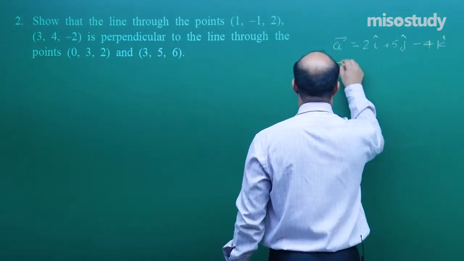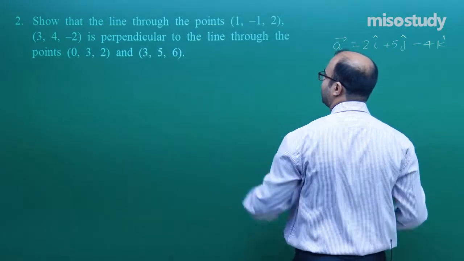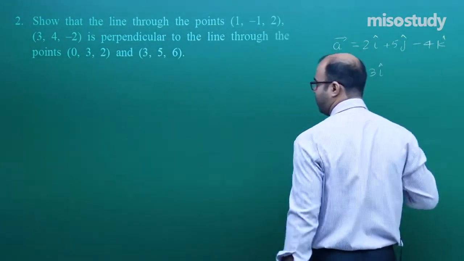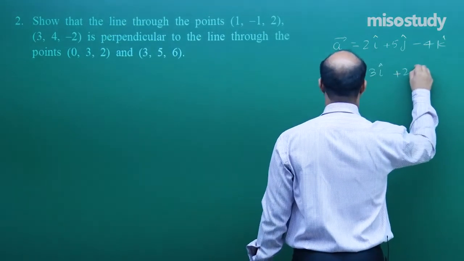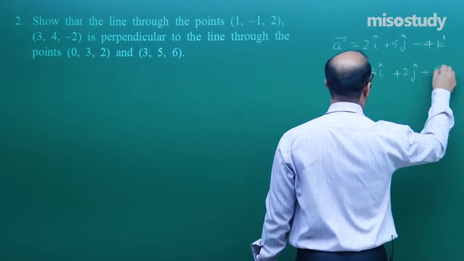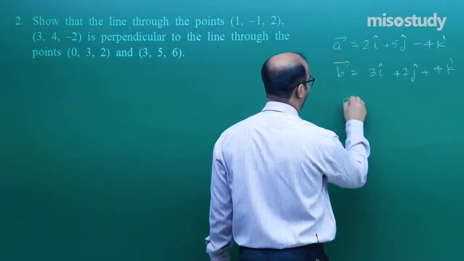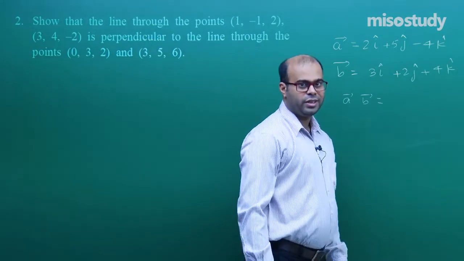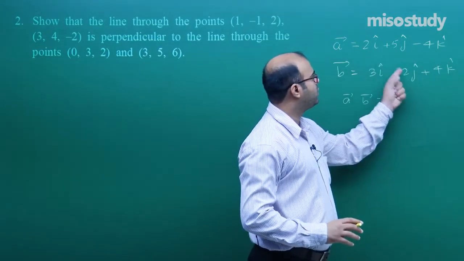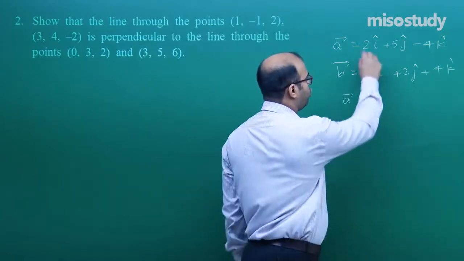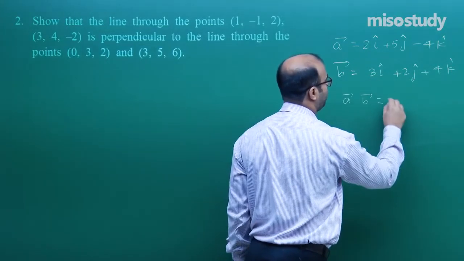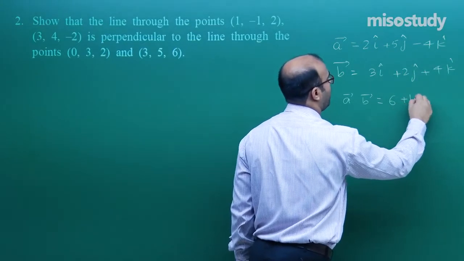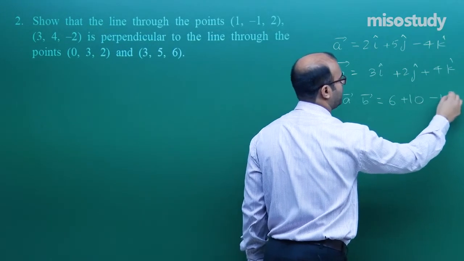What about B vector? B vector, we see, is 3 i cap when we subtract this point from this point, plus 2 j cap and plus 4 k cap. Now let us take the dot product of A and B. So i component will multiply with i component, the rest different components will become 0. So 2 i cap dot 3 i cap is 6, 5 j cap dot 2 j cap is 10, and minus 4 k cap plus 4 k cap is minus 16.